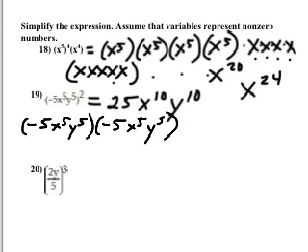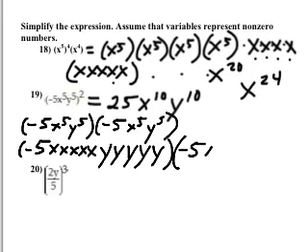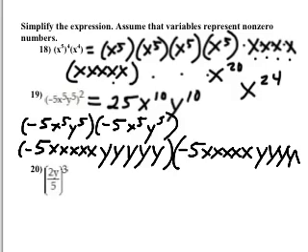You can go negative 5, 1, 2, 3, 4, 5, 1, 2, 3, 4, 5. That's one of them. And a negative 5, 1, 2, 3, 4, 5, 1, 2, 3, 4, 5. Okay, and then count them up.